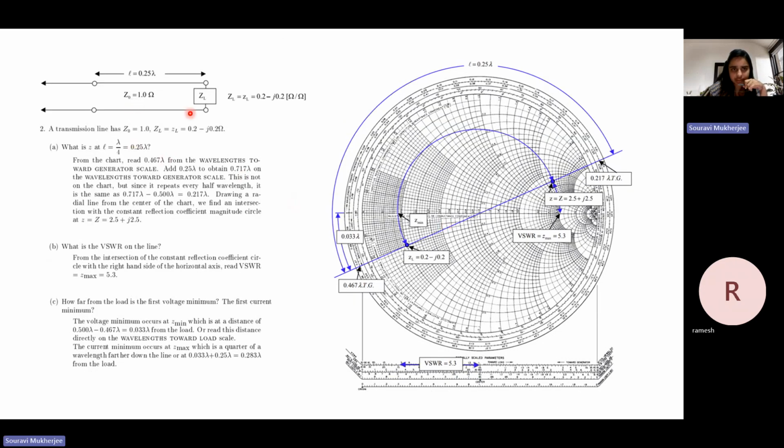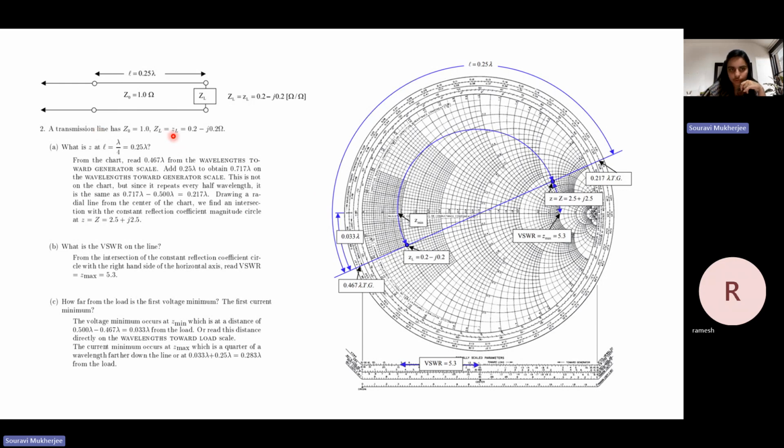So here what is given is your ZL, and Z naught is 1. That means you don't have to externally normalize it anymore. The characteristic impedance is already 1. And then it says that the length of your transmission line is 0.25 lambda. Now you have to find what is Z at the generator end, right? That's what you have to find. So it's the same as what we have done in the last question.